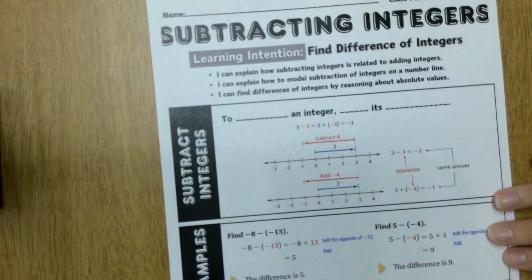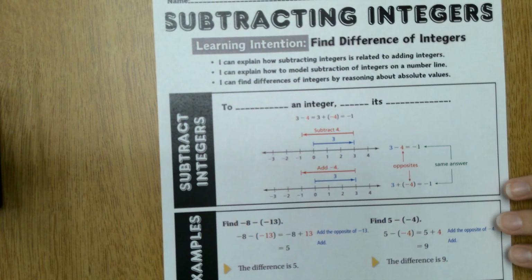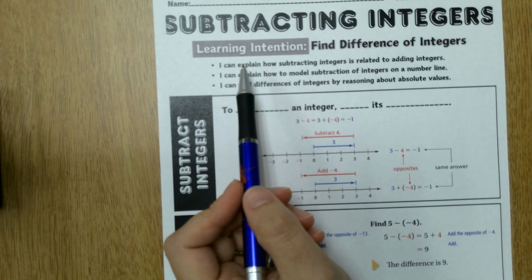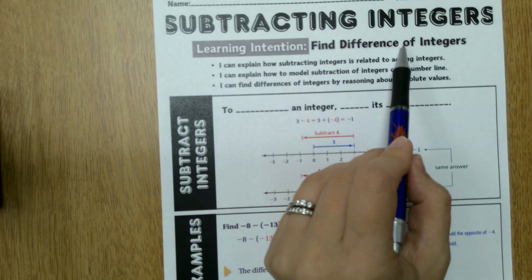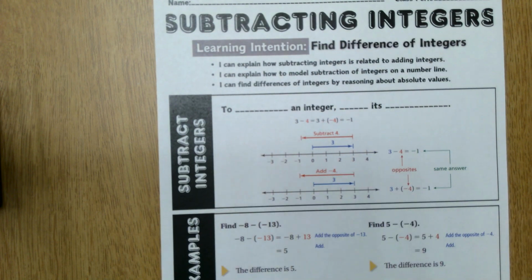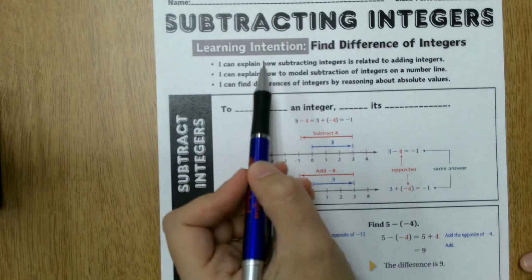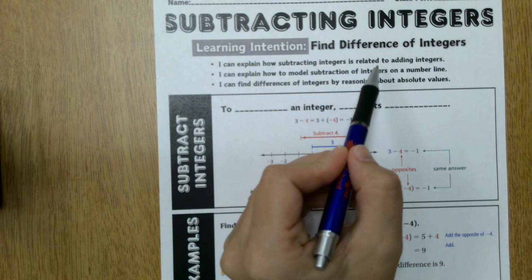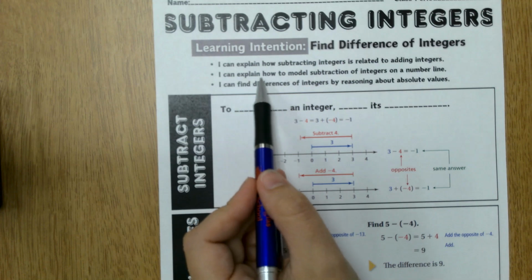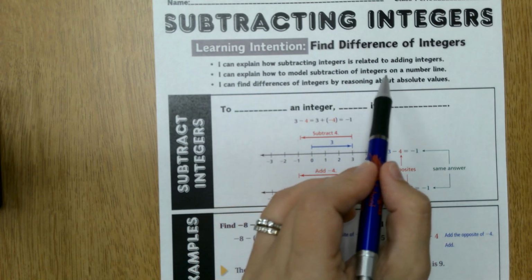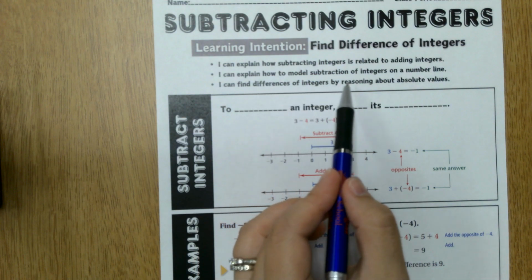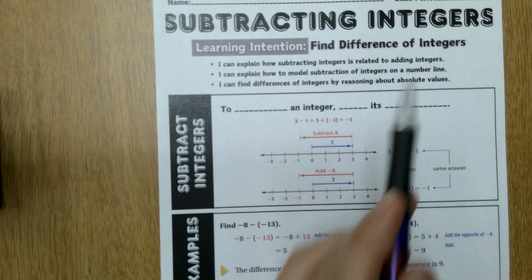Awesome. All right, so we are going to move on to our subtracting integers. This is just one page. So subtracting integers, our learning intention for this is to find the difference of integers. The way that you'll be able to know if you're successful is you should be able to explain how subtracting integers is related to adding integers. You'll be able to explain how to model subtraction of integers on a number line. And you'll be able to find differences of integers by reasoning about absolute values.